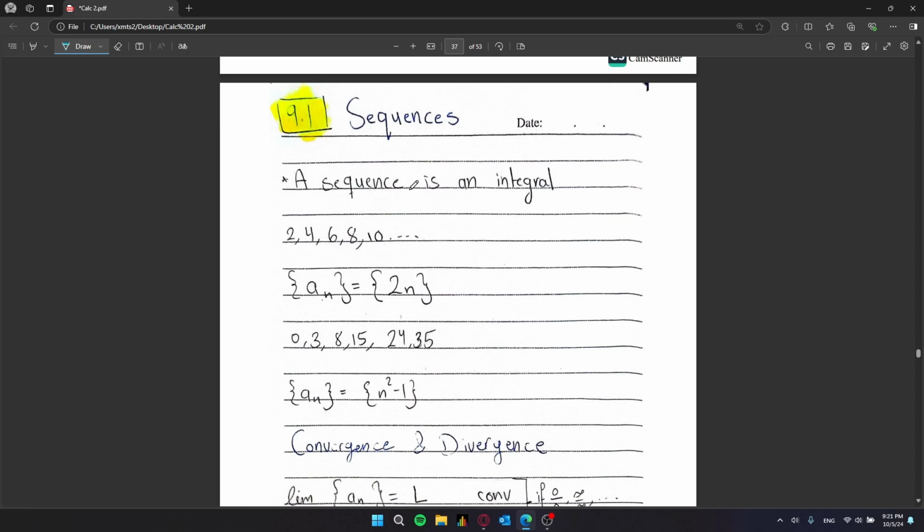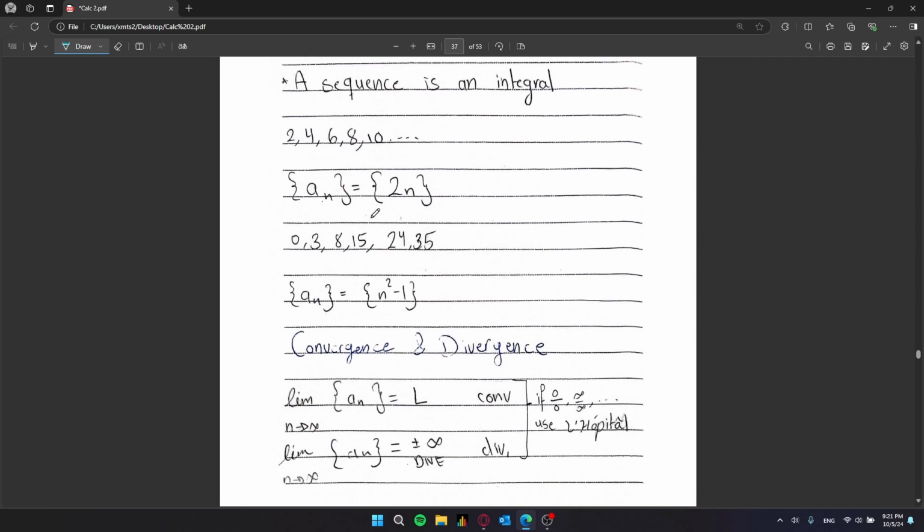2, 4, 6, 8, 10, whatever that is, you can express that as 2 to the power of n. So 2 to the power of n, if n is 1, then it's 2. If n is 2, then it's 4. If n is 3, then it is 6. If n is 4, then it's 8, and so on.